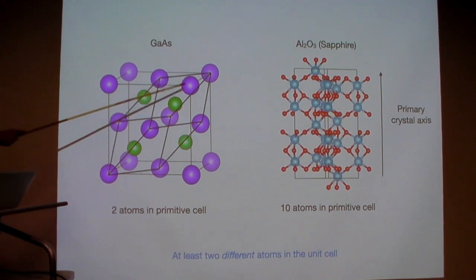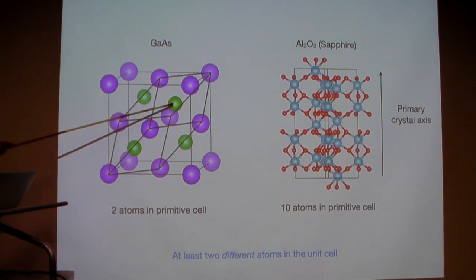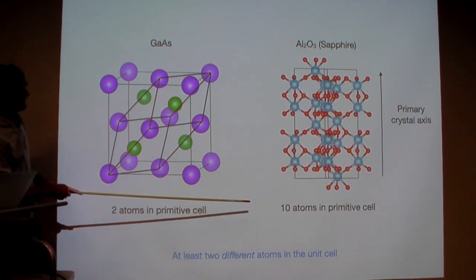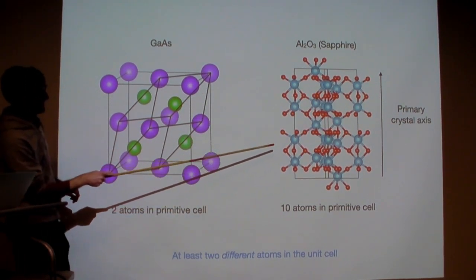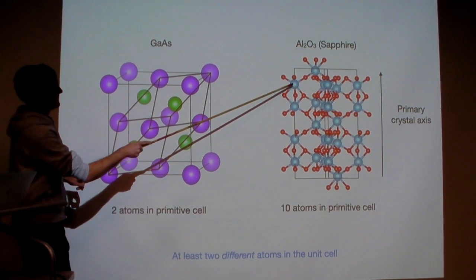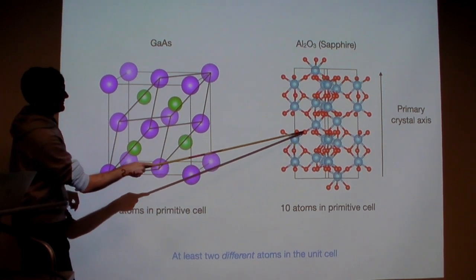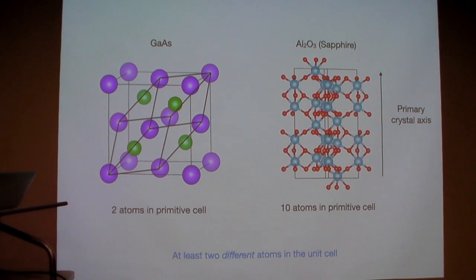This cubic thing over here is a unit cell. So you have one gallium atom, and then one arsenic atom over here in this unit cell, and this thing gets periodically repeated. Sapphire is a more complicated beast. So this has 10 atoms in the unit cell, and so the unit cell here is a little harder to see. There's a better image later. So you have 4 aluminum atoms like this, and then 6 oxygen atoms attached to this aluminum as a crown.